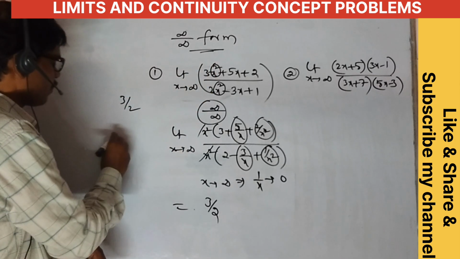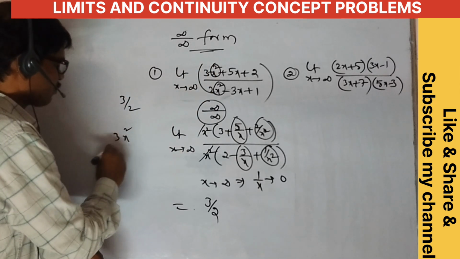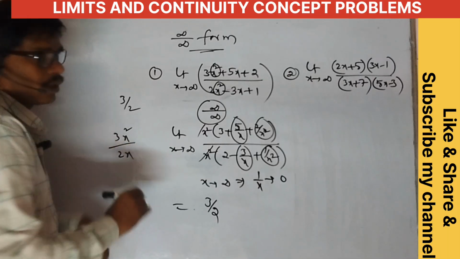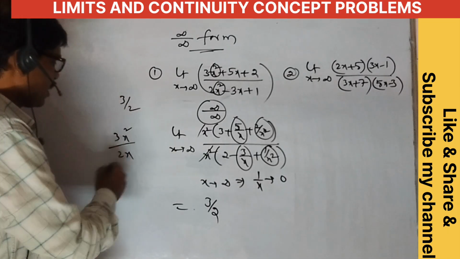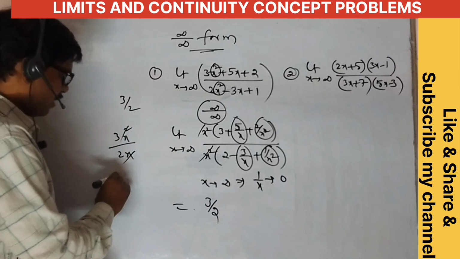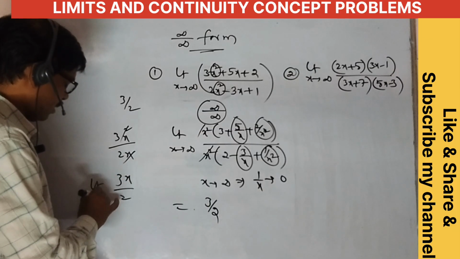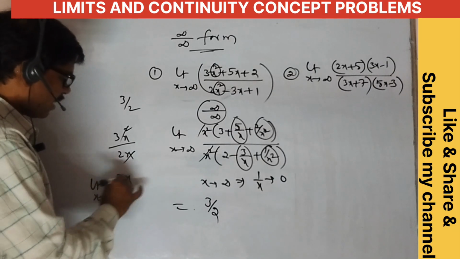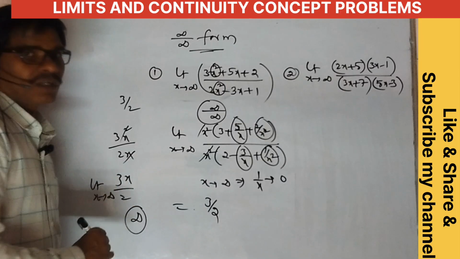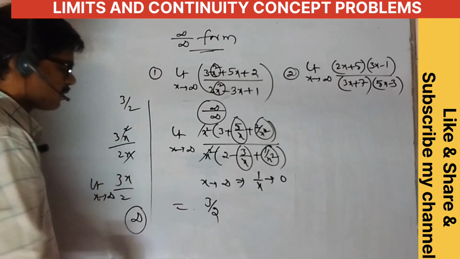Next, suppose for example the numerator is 3x squared and the denominator is 2x only. Here x is common, so one x cancels, leaving 3x by 2. As the limit extends to infinity, the answer is equal to infinity.